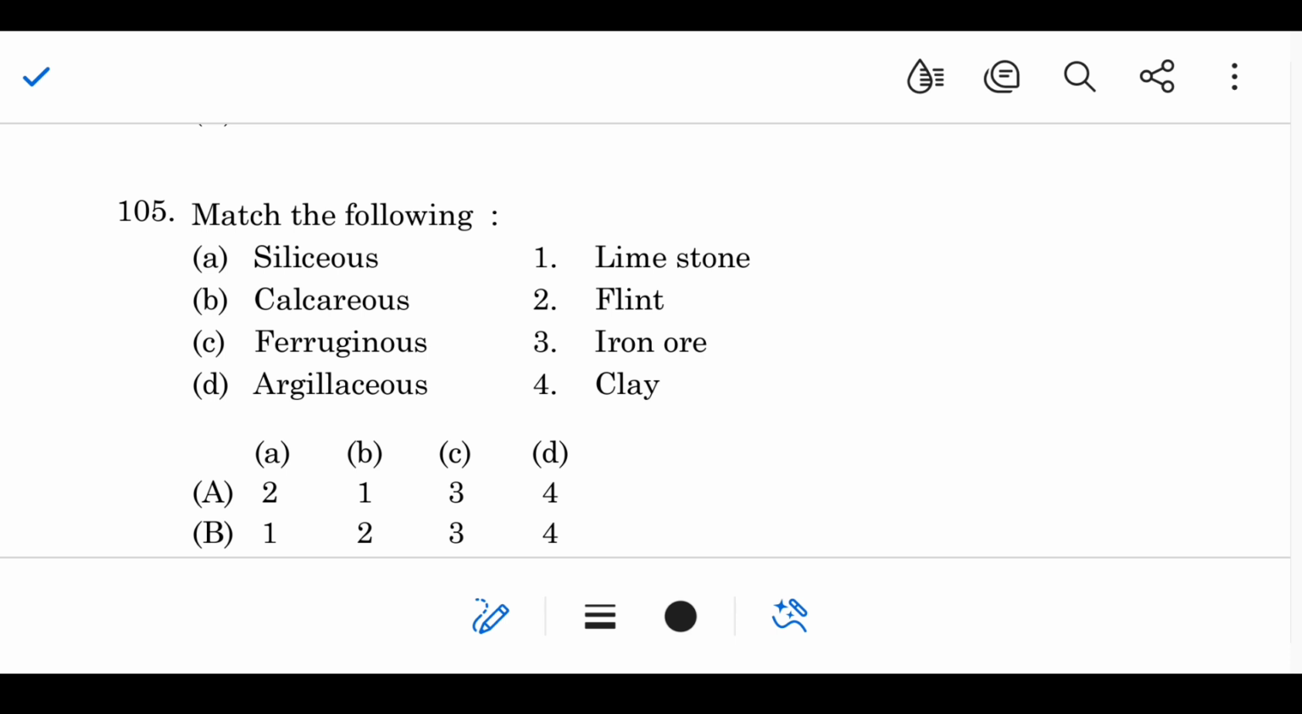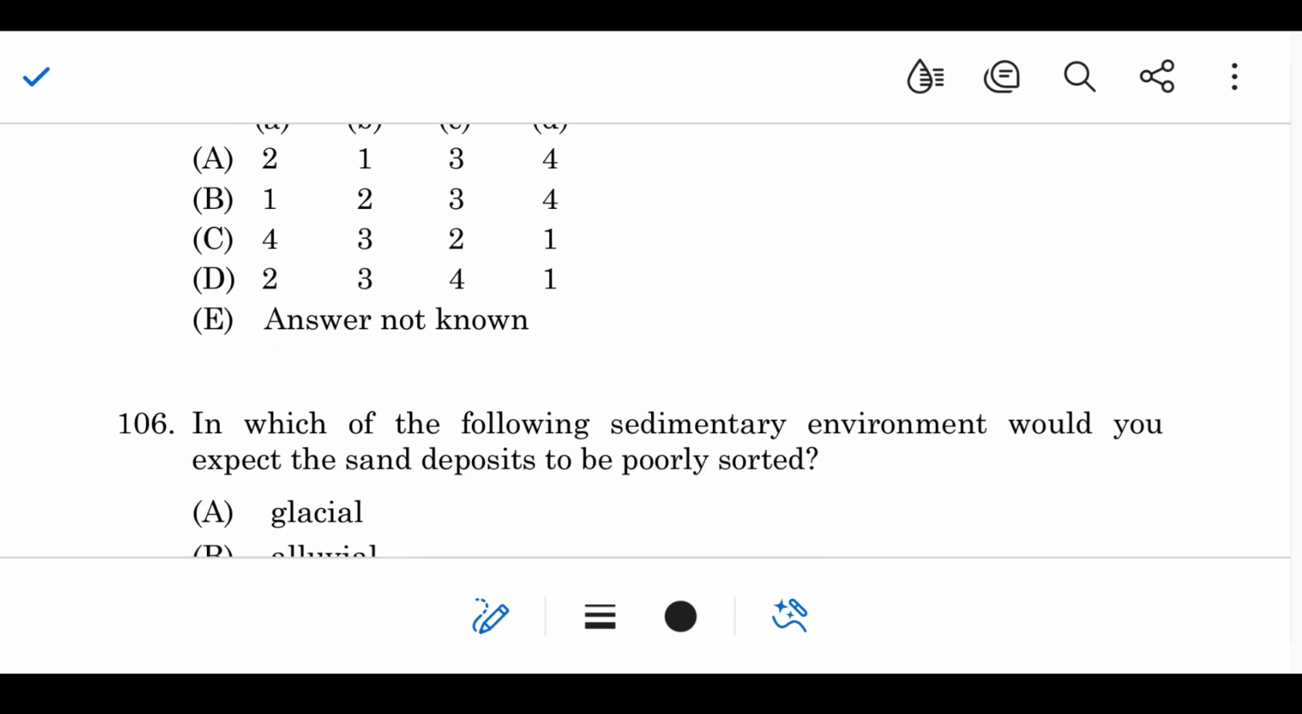Okay, first one is calcareous. Calcareous is limestone. Limestone is calcium carbonate. Ferruginous is iron ore, right? Argillaceous is very fine grained. Okay, it is clay. So siliceous is flint.